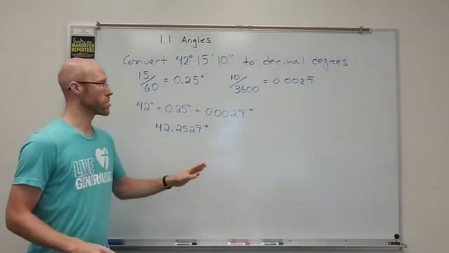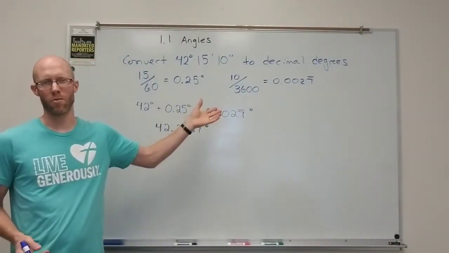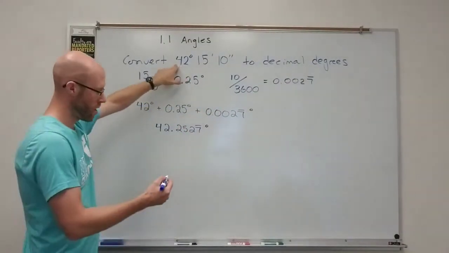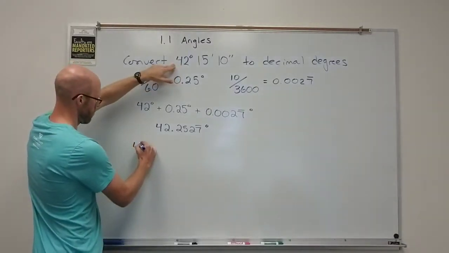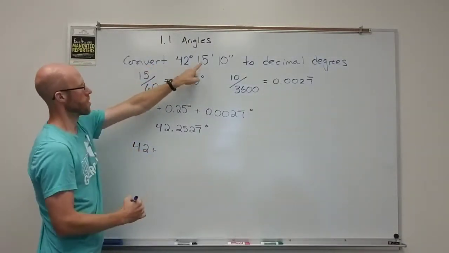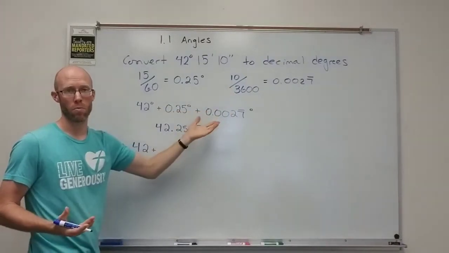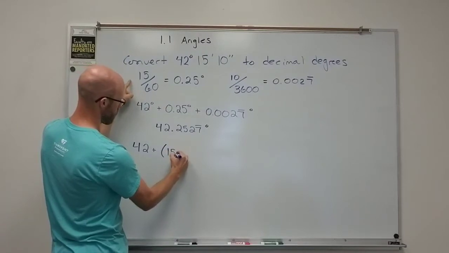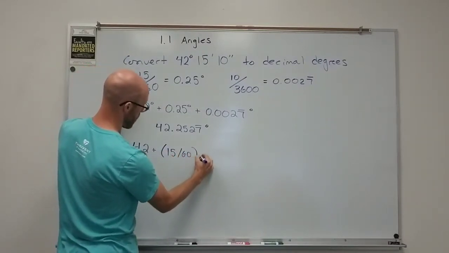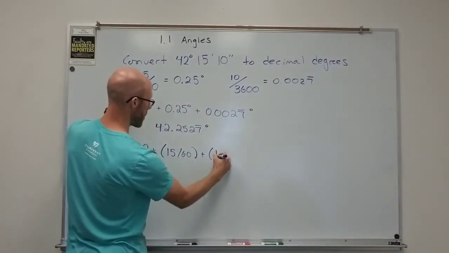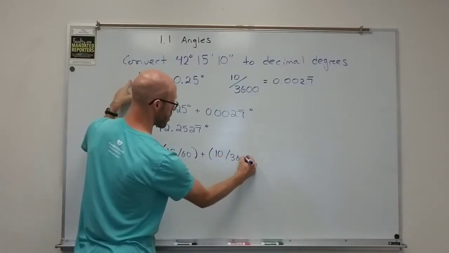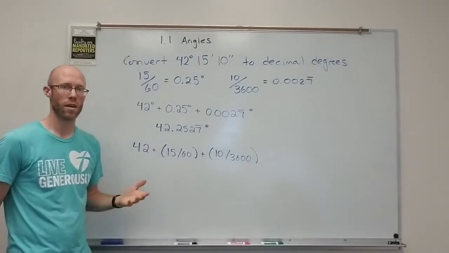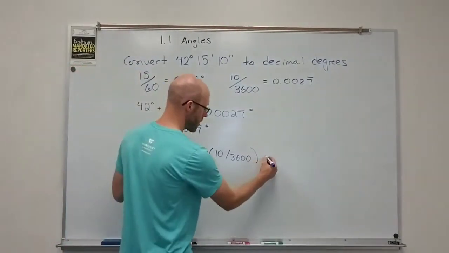Now there is a way to put this directly into your calculator. Actually, there's a couple different ways, but I'll show you the nicest one, I think. Just type in 42 plus, now we're going to take each of these fractions and just put them in the calculator. So you do 42 plus parenthesis 15/60 plus parenthesis 10/3600.